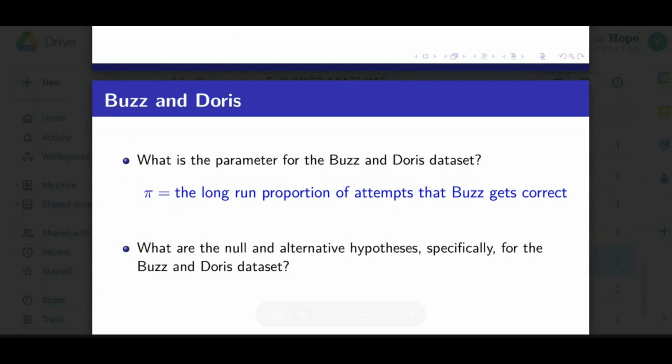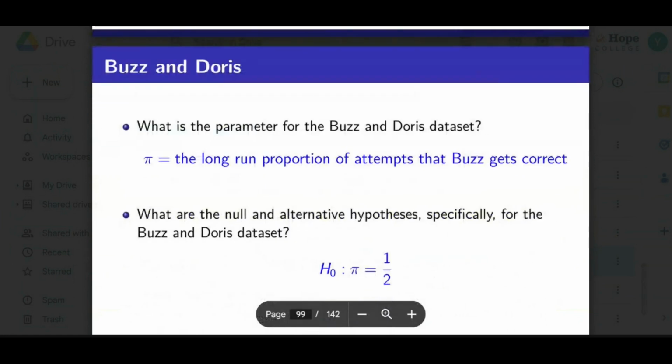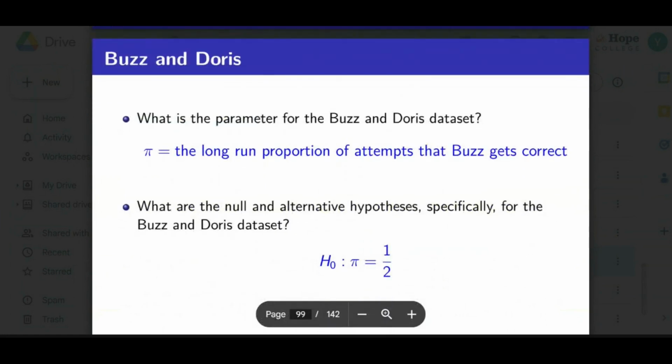So what are the null and the alternative hypotheses specifically for the dolphin data set? Well, the null says that you're guessing, right? Or the dolphin is guessing. When you guess, aren't you saying pi is half or 0.5? That's right. Whenever you guess on a true false test, what are you actually saying? You're saying that in the long run, you get half right.